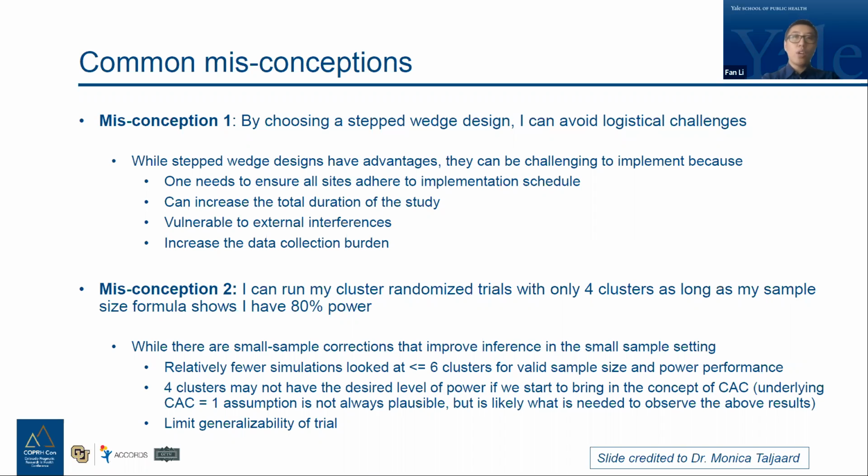While there are small sample corrections that improve inference in a small sample setting, I want to mention that there are relatively few simulations showing that with only 4 clusters, we could actually achieve valid power under those small sample corrections coupled with the inference approaches. And the 4 cluster issue may only be the case if we made a simple assumption where we are using model 1 by ignoring any potential correlation decay. And so this practice may be cautioned in terms of what would be a sufficient number of clusters to conduct a stepwise cluster randomized trials.